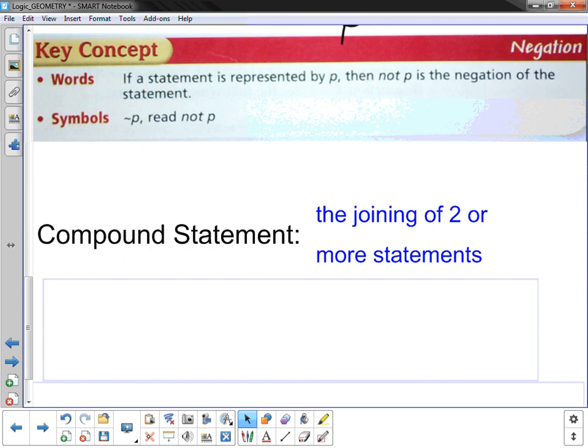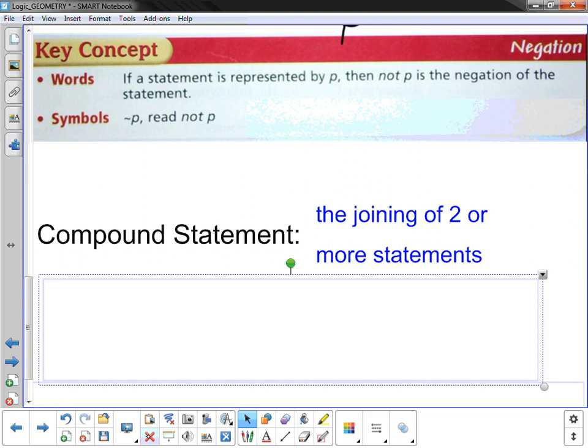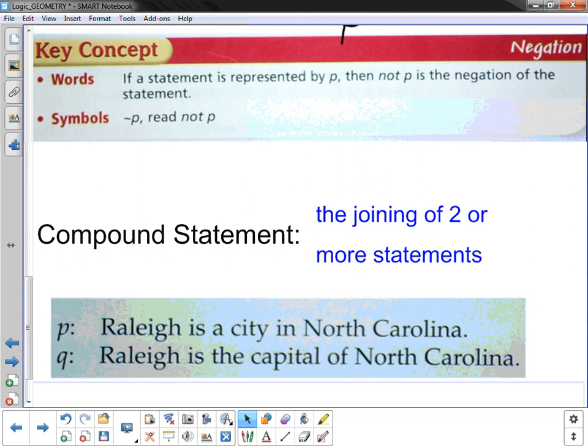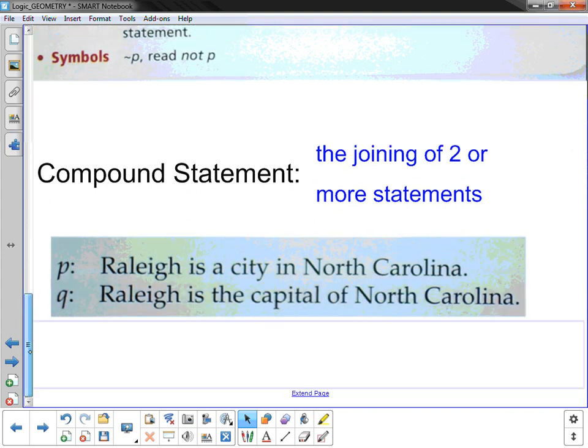That's a compound statement. So let's say I have two statements. I'm going to call one P and one Q. P is that Raleigh is a city in North Carolina. Q is that Raleigh is the capital of North Carolina. Those are my two statements. Those are both true or false statements.